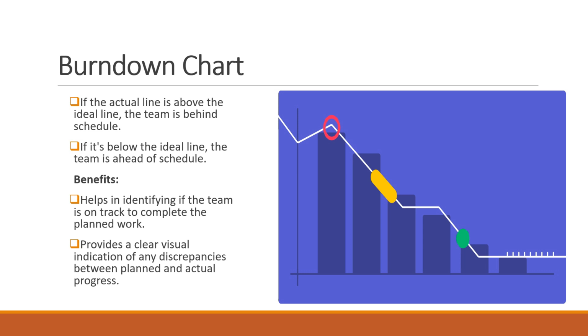Now, what are the benefits of making use of the burn down chart? First, it helps in identifying if the team is on track to complete the planned work. It helps to provide a clear visual indication of any discrepancies between planned and actual progress.